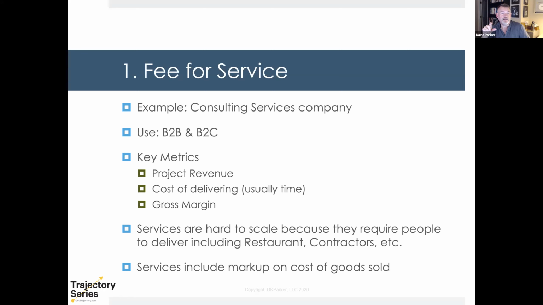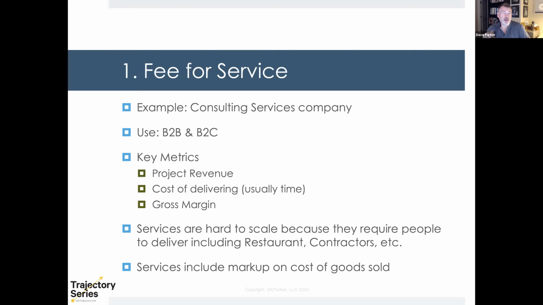If I'm on the high end of services, I have to manage to bench time, which is really making sure my employees are billable more than 80% of the time. So kind of a key metric for services. You can also include markup on products if you're a reseller. The simplest version on a local business would be a restaurant, where I have both services and markup on product, and that gives me a combination of top line sales.